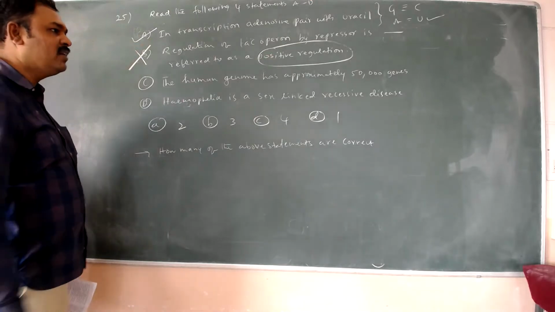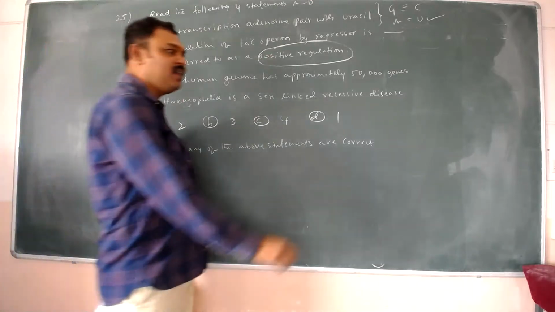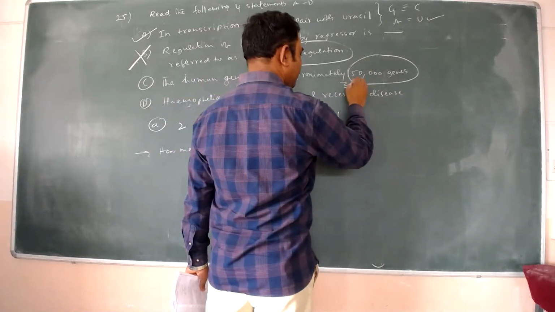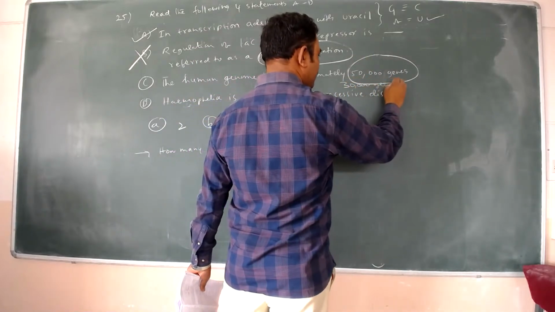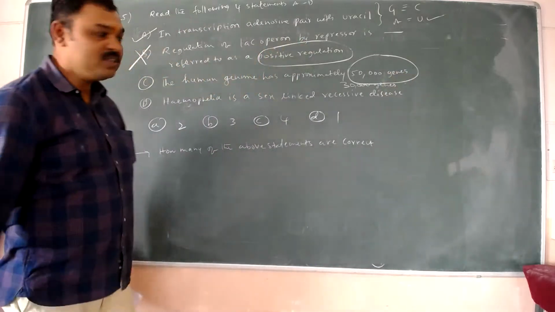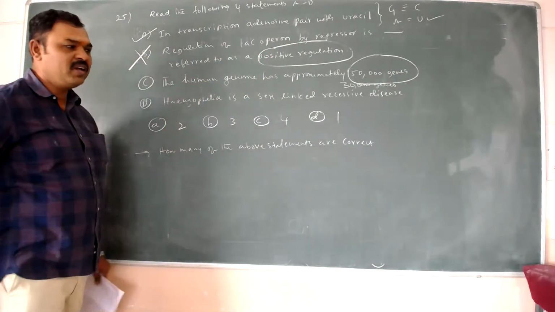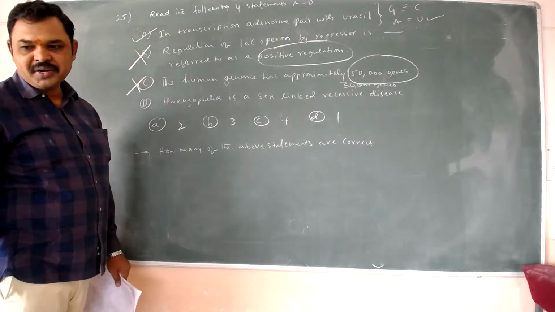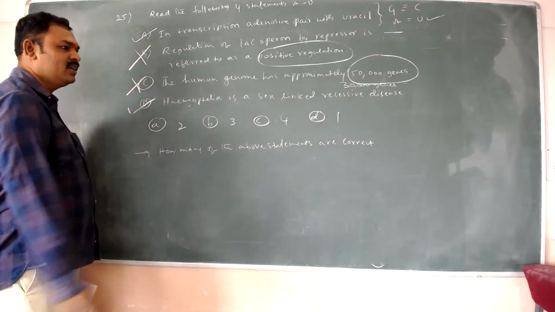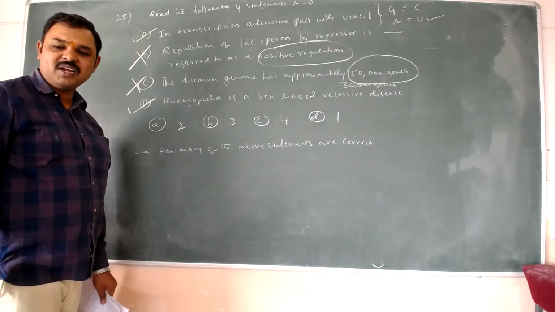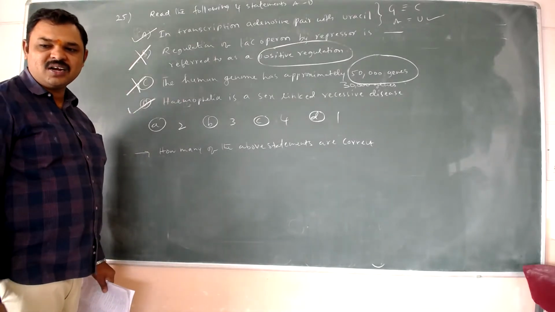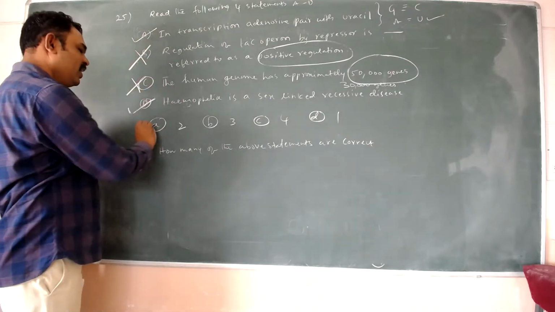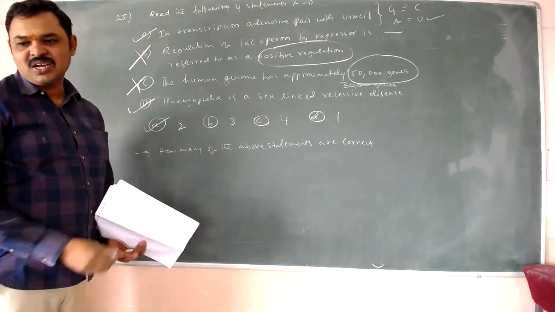The human genome has approximately how many genes? The estimated number is 30,000 genes. As per the Human Genome Project, the human genome has approximately 30,000 genes, so this is wrong. Hemophilia, what kind of disease? Sex-linked recessive disease. Color blindness and hemophilia are sex-linked disorders. So A and D are correct, and the answer is 2 statements are correct.